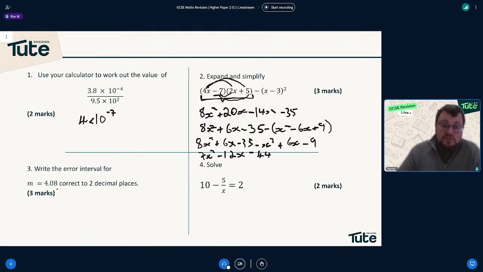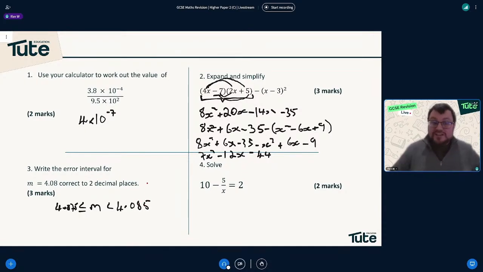Error interval. Well, if you know that m is 4.08 to 2 decimal places, you need to go to that extra decimal place to see what they are. They are really asking you about the range where the numbers round to 4.08, so to 2 decimal places. So this one would be 4.075, and it must include that one, and then 4.085, and you can't include that number because if you round that to 2 decimal places, you go to 4.09.